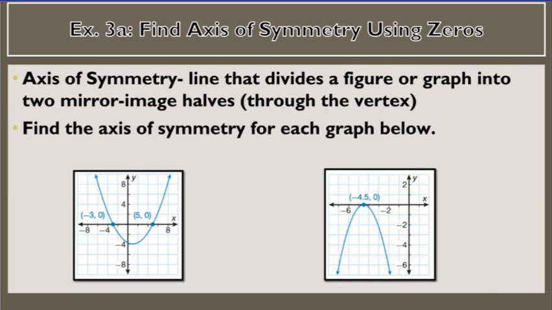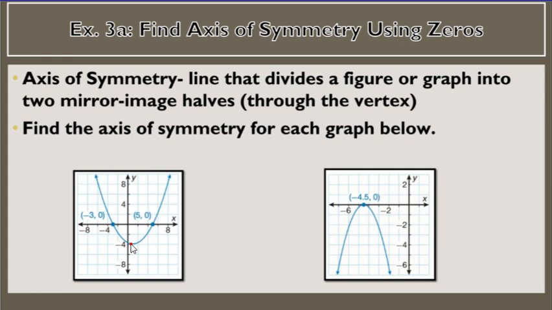Example 3, find the axis of symmetry using the zeros. The axis of symmetry is just a line that divides the figure or the graph into two mirror image halves. So it always goes through the vertex. So we're going to find the axis of symmetry for each graph below. So the first step is to find the vertex.